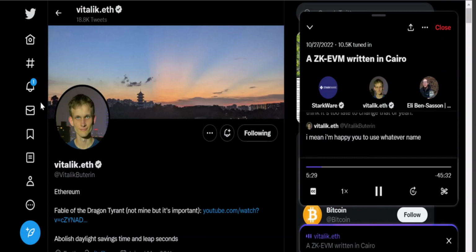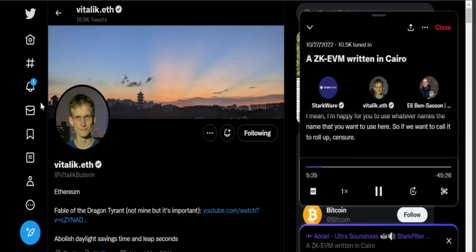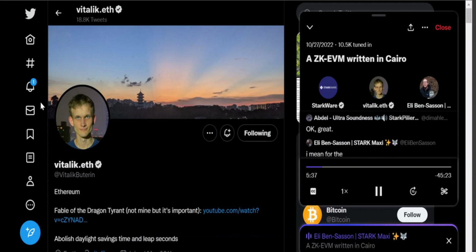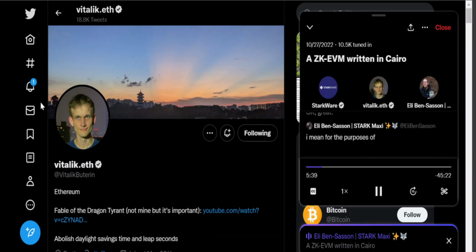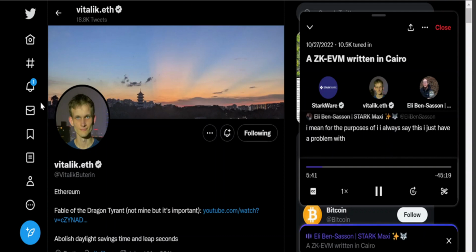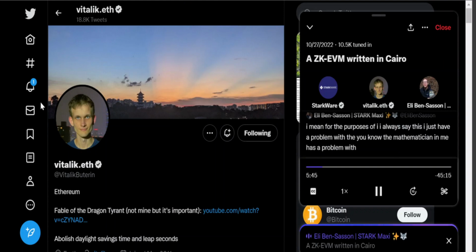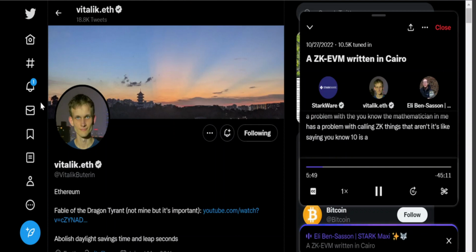No, and I'm happy to use whatever name that you want to use here. So if we want to call them validity rollups, then sure. I always say this, the mathematician in me has a problem with calling ZK things that aren't. It's like saying 10 is a prime number to mean that it's a really, really good number. It's a really good number. I love 10. I can work with it.